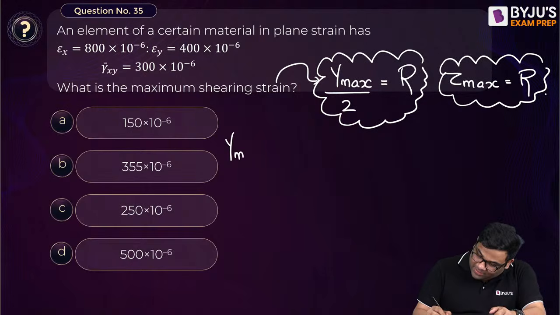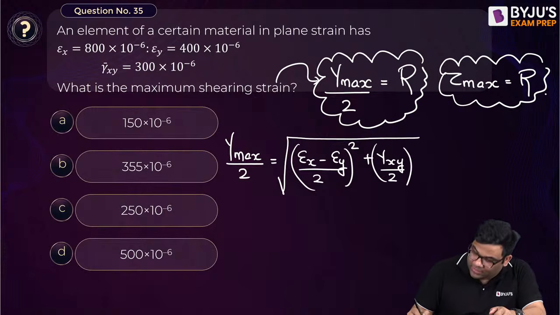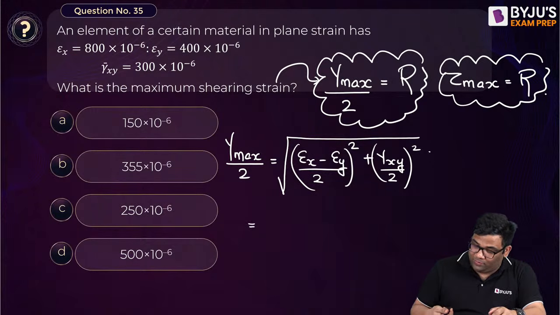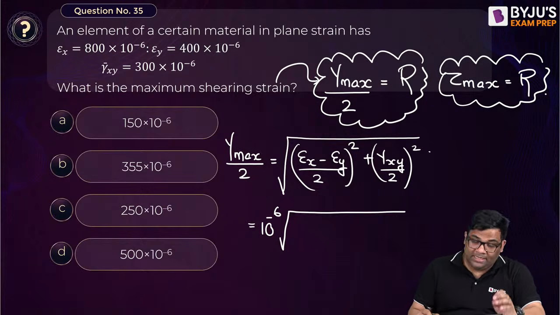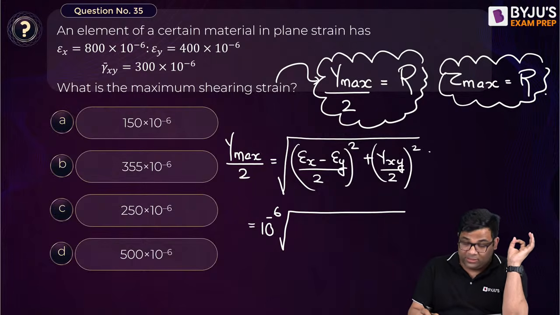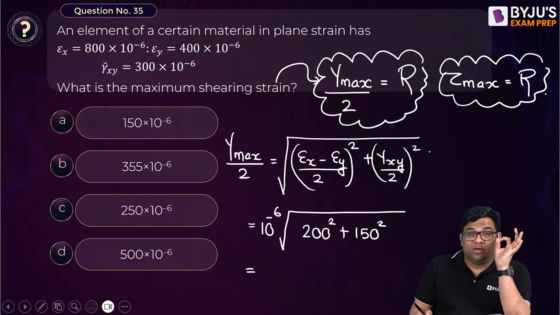So I can say from here, this by 2 is equal to radius. Radius will be how much? Root under epsilon x minus epsilon y by 2 whole square plus your gamma xy by 2 whole square, right? Yes. Now this becomes equal to what? Just take this 10 to the power minus 6 common outside of the bracket. So this will be 800 minus 400 by 2, 200 square, and this will be 300 by 2, 150 square, right? So this gives me how much? You see, 200 will give me what?